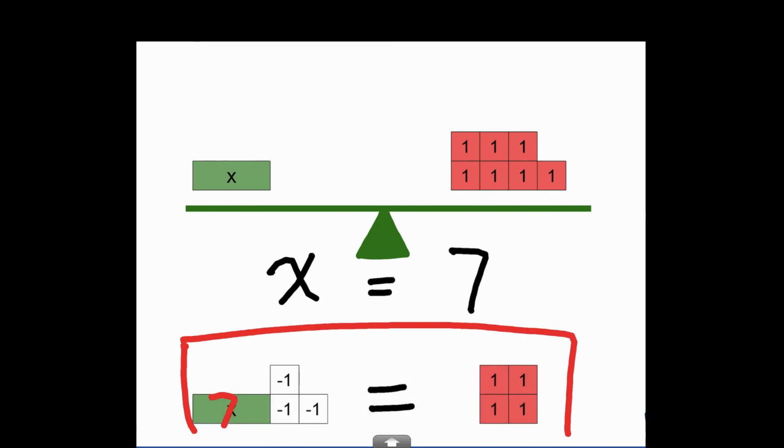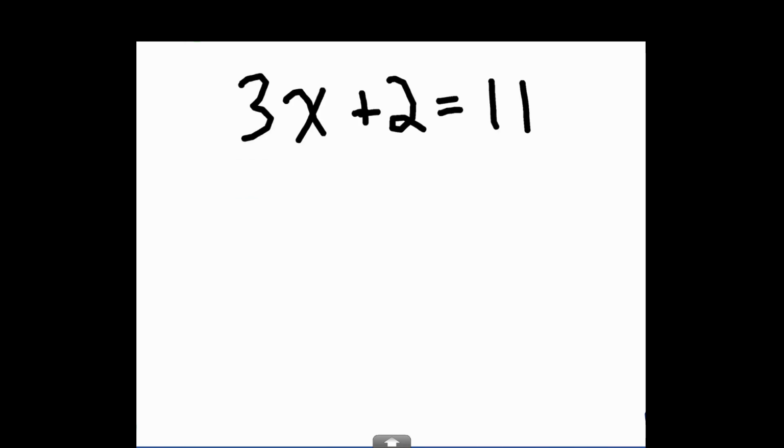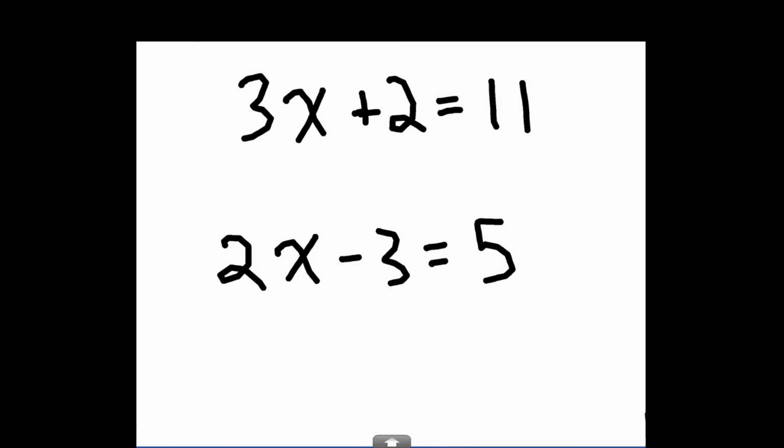Alright, can you try it now? I'm going to give you 2 different equations that I want you to balance and solve for x. Try it out. Can you solve 3x plus 2 equals 11? Tell me what x equals. And then come back and try to solve the next one: 2x minus 3 equals 5. See if you can solve for x. If there's anything that you needed help with, go back, rewatch the video, draw some models, try and figure it out. Remember, you're always isolating for x. And here's another tip. Whatever you do on one side, you have to do to the other side. All right, hopefully it works out.